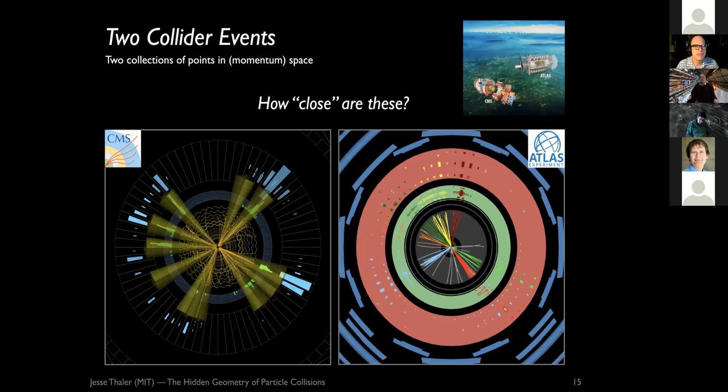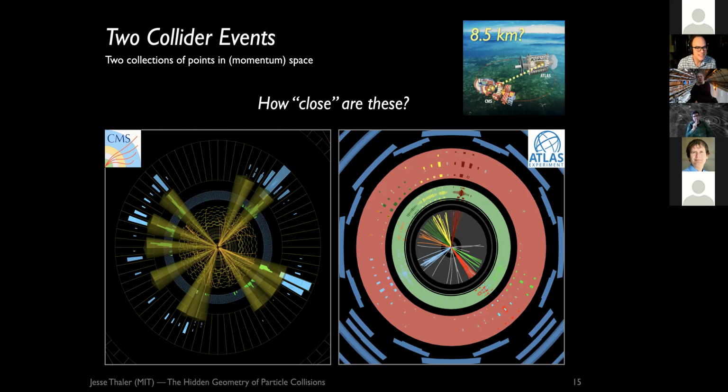So here we have two collider events, two collections of points in momentum space, and we want to quantify how close these events are to each other. One's from the CMS experiment, one's from the ATLAS experiment. So you might say, oh, they're 8.5 kilometers apart because they're on opposite sides of the LHC ring. But clearly that's not a very useful notion of distance. A more useful notion of distance would be one that would say that these events are similar to each other. After all, they're both multi-jet events. They both have similar patterns of jet radiation.